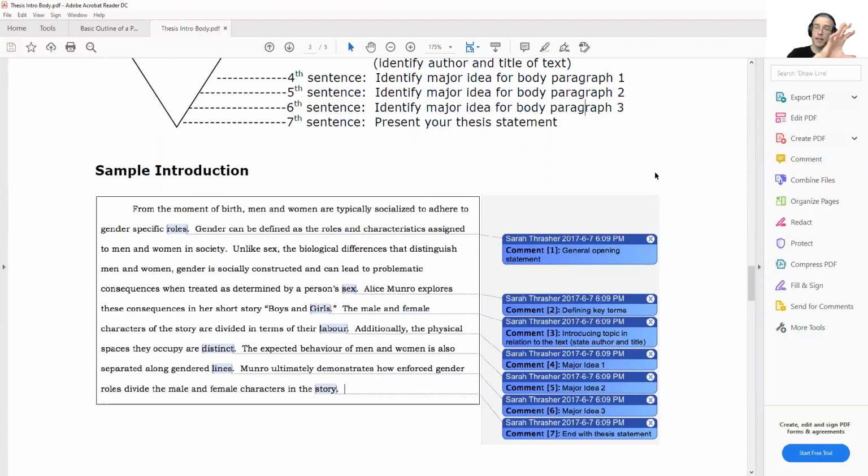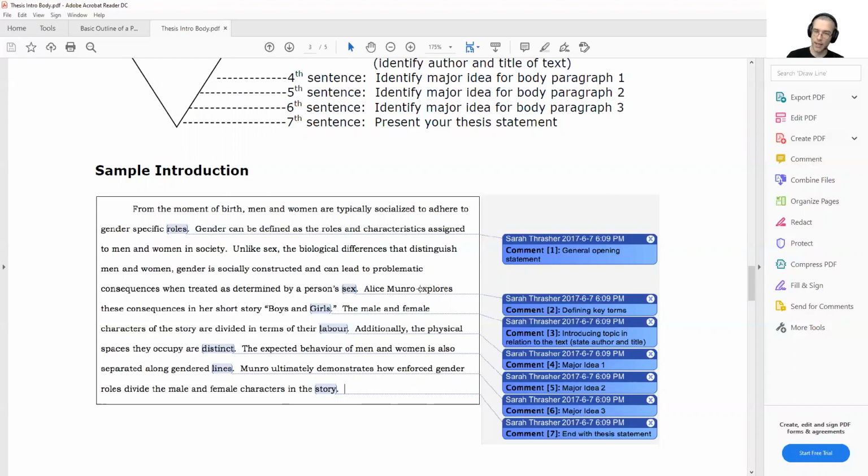So now I've got this idea about gender roles. I'm going to take the story that I want to talk about, the author that I want to talk about, and I'm going to tie those two things into the subject. In this case, the 7-sentence introduction has become an 8-sentence introduction because I've continued this idea of comment 2, defining key terms. Unlike sex, the biological difference that distinguishes men and women, gender is socially constructed and can lead to problematic consequences when treated as determined by a person's sex.